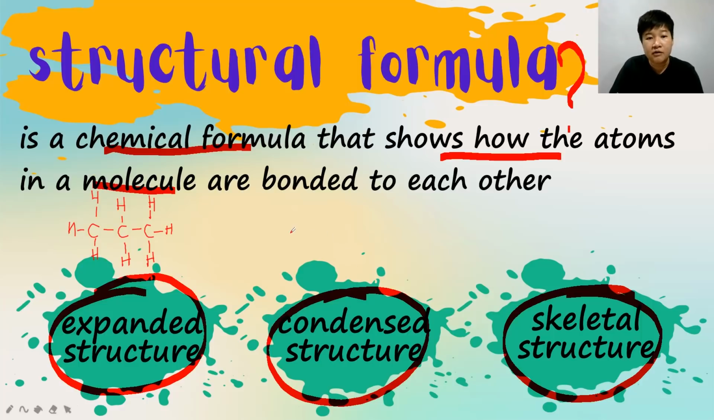For example, for the propane, your condensed structure will look something like this. CH3, CH2, CH3. That is how a condensed structure looks like. While for the skeletal structure, it will look something like this. So that is the propane expanded structure, propane condensed structure, and the propane in the form of skeletal structure. So what makes these three different structural formulas different? Let's look into the detail of each and every one of them.